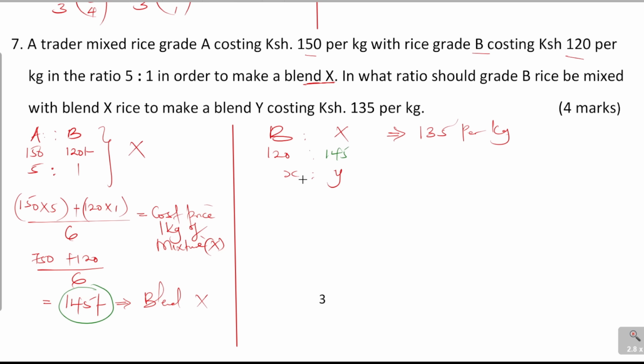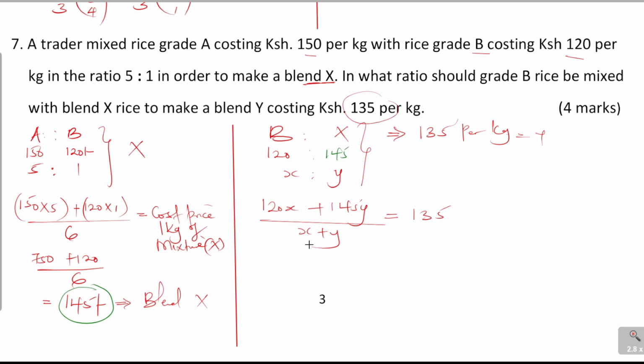What ratio? We let the ratio be x is to y because we don't know that ratio, but already we know that when it is mixed this way, 1 kg should cost 135. So how do we get the mixture? We simply take 120 multiplied by x plus 145 multiplied by y. Then we divide by the sum of the ratio, which is x plus y. The same thing we did here. And this will give blend Y, which should cost 135 per kg.